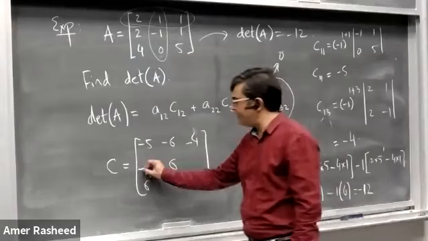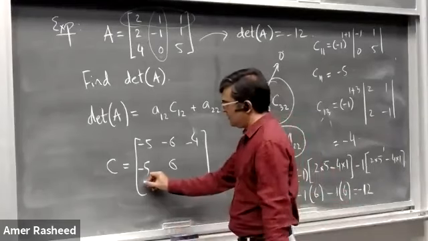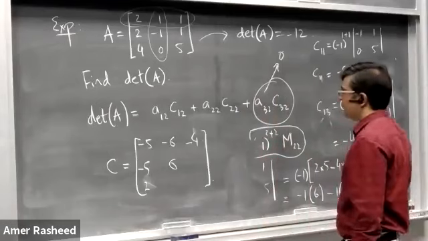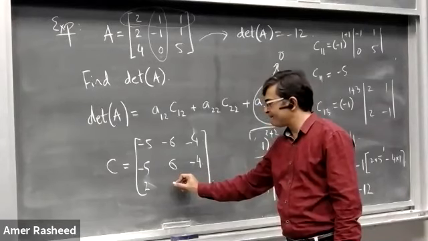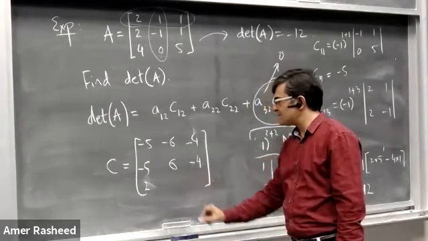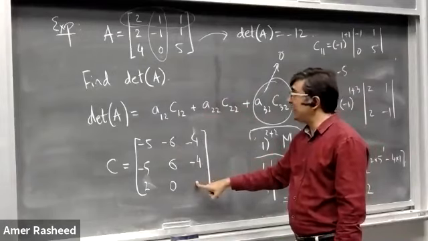So C21 is negative 5. And C31, so it's not 6, it's 2. Okay, it's 2. Tell me the remaining values of these cofactors. C23 is what? Minus 4. C32 is? So 0. C32 is 0, obviously, because its entry is 0 here. And next, C33 is? 4. Minus 4.